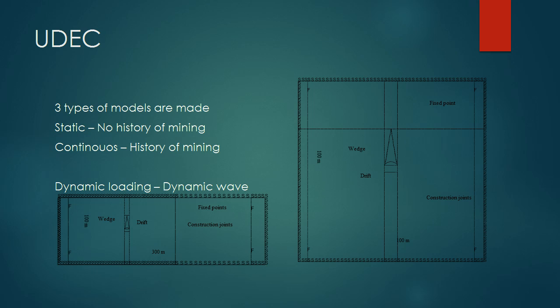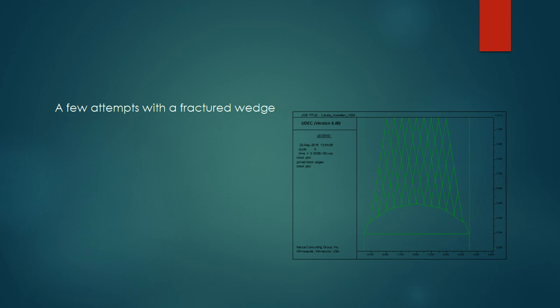The static and continuous model can be seen to the right, and the dynamic loading model can be seen at the bottom to the left. For each model we also made a few attempts with a fractured wedge. We fractured the wedge by adding joints inside the wedge with a spacing of 0.5 meters.